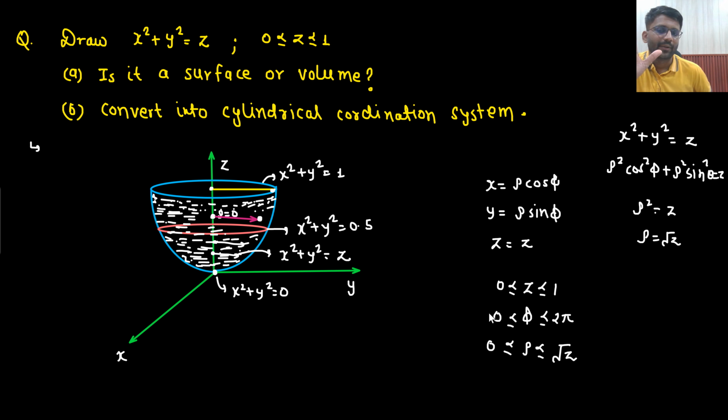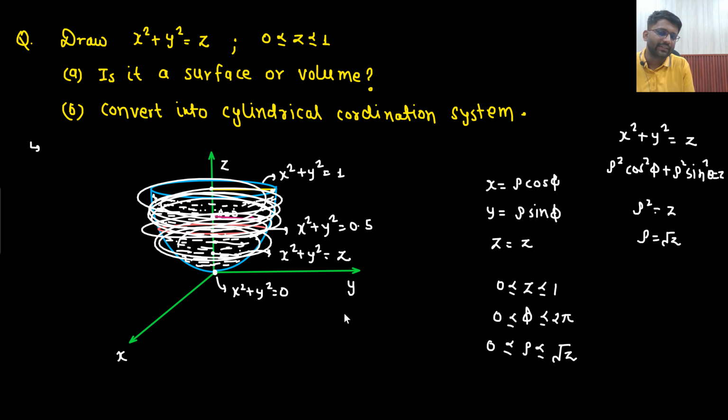Right? I hope it is understandable. I hope it is clear. Z is going from 0 to 1. Phi is going from 0 to 2 pi. A complete circle it is making.